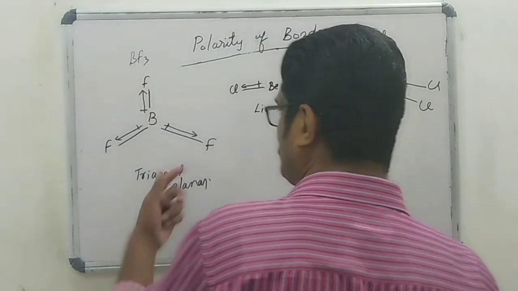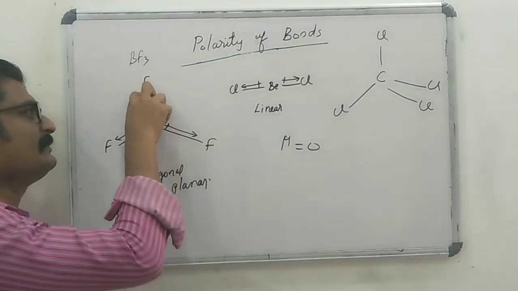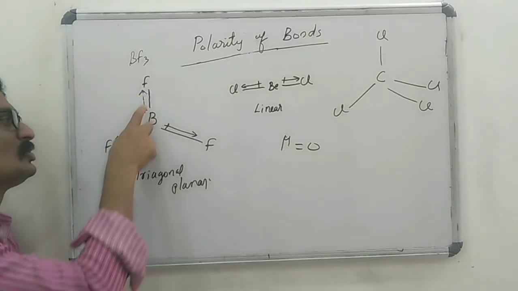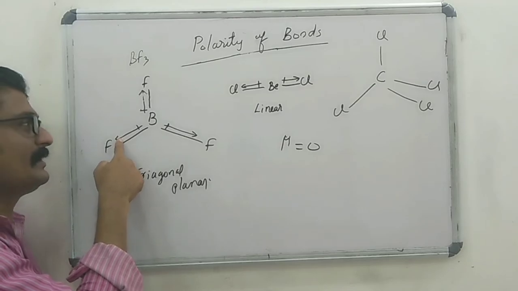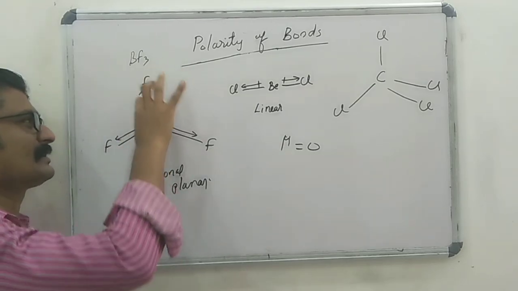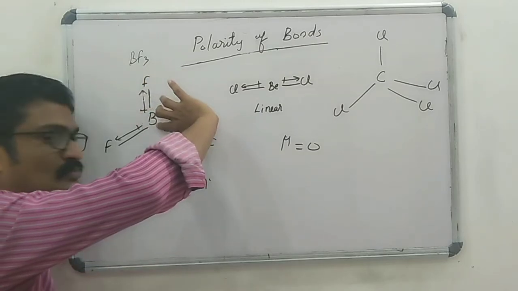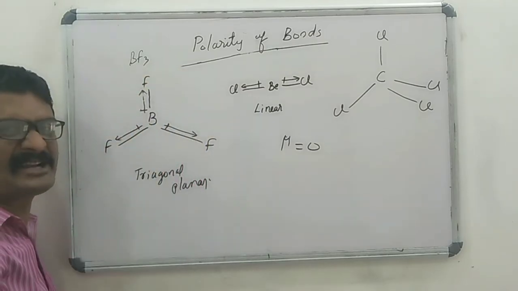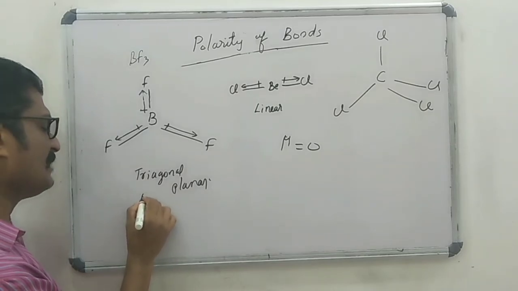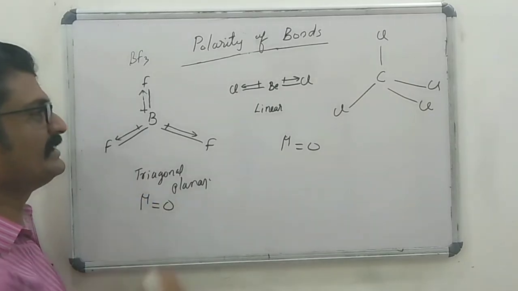Then next, BF3. Here in BF3, this bond moment and this bond moment, these two bond moments, point in opposite directions. In the same manner, here this bond moment and this bond moment point in opposite directions. These bond moments cancel each other, and the dipole moment of BF3 is 0.